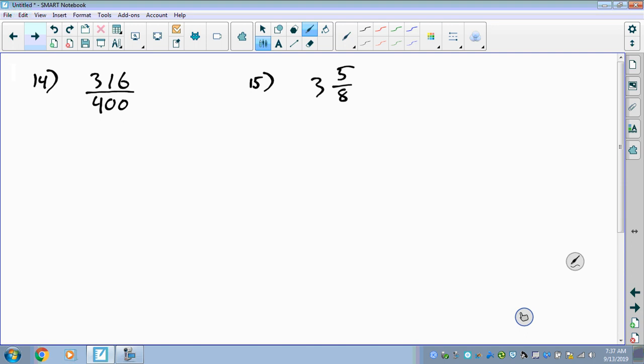So remember, percent means out of 100. So number one, if you can make your denominator 100, your life is going to be super easy. Here, you can. It's 400. So how do I make 400 into 100? I divide it by 4. And very conveniently, this top number, remember what we said before, if the last 2 digits are divisible by 4, the whole thing is divisible by 4. So 316 divided by 4 is 79. 400 divided by 4 is 100, so this is 79%.